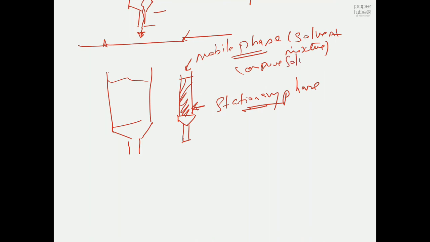We can use both, but at the end of the day, whatever mobile phase we are adding has to separate our compounds. So that's the main purpose of using a solvent. The solvent also helps to mobilize the compounds that need to be separated, and they are in constant movement from the top of the column to the bottom of the column.